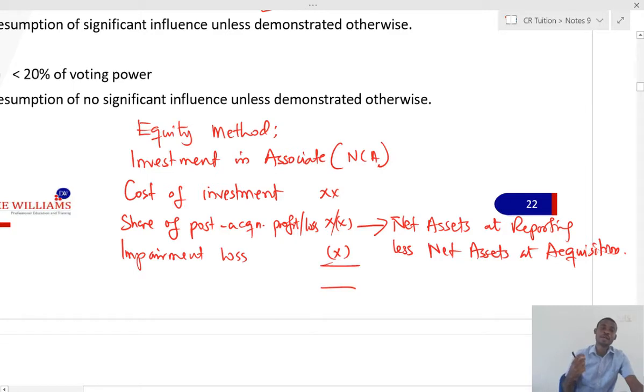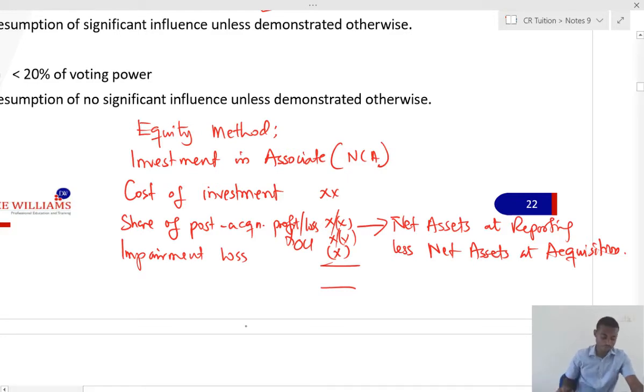So it is not only looking at the profit. We can look at the OCI. So we are looking at the changes in net asset, the reserves. So while we have OCI items, they are also recognized as part of the value of the investment in associate.